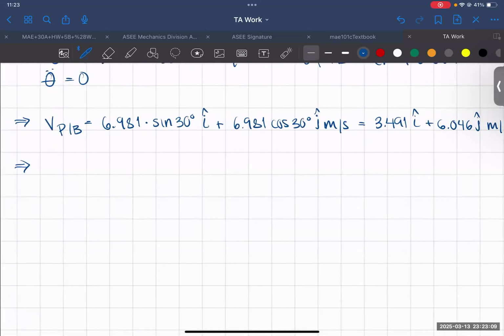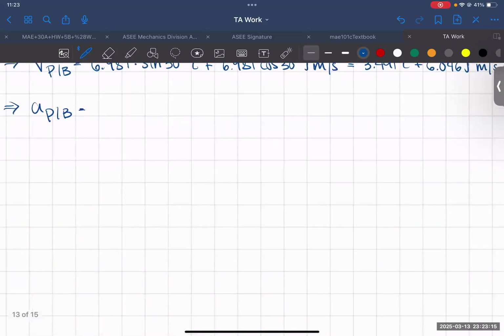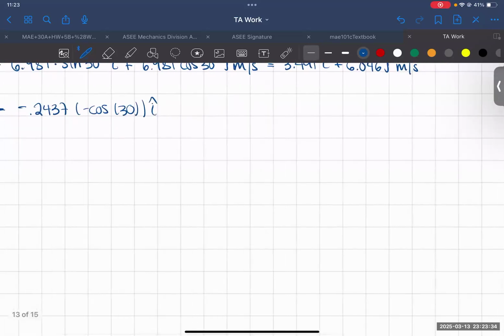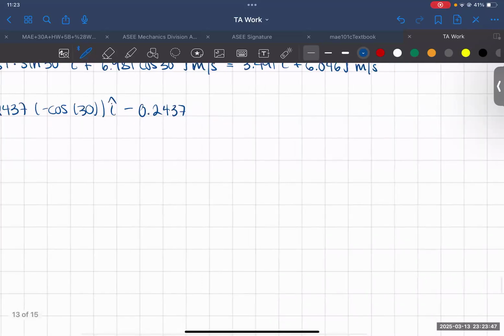And then we do the same thing for acceleration. So we get minus 0.2437 cosine 30 minus 0.23137 sine 30, projection, meters.